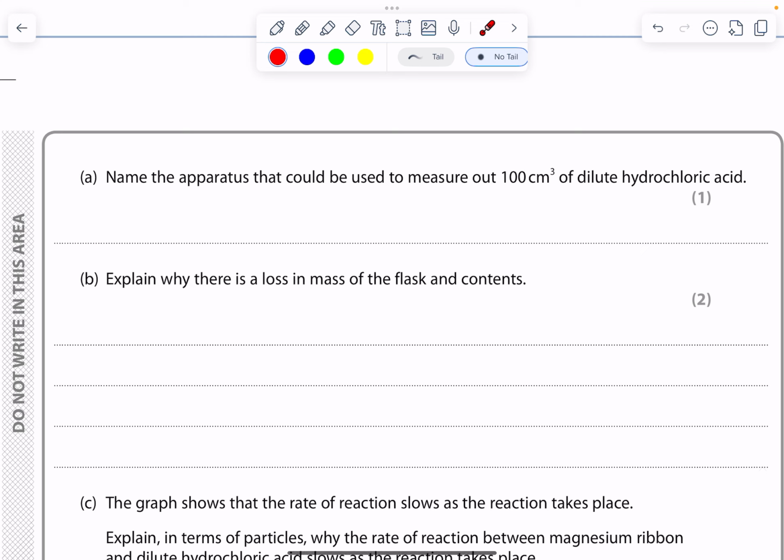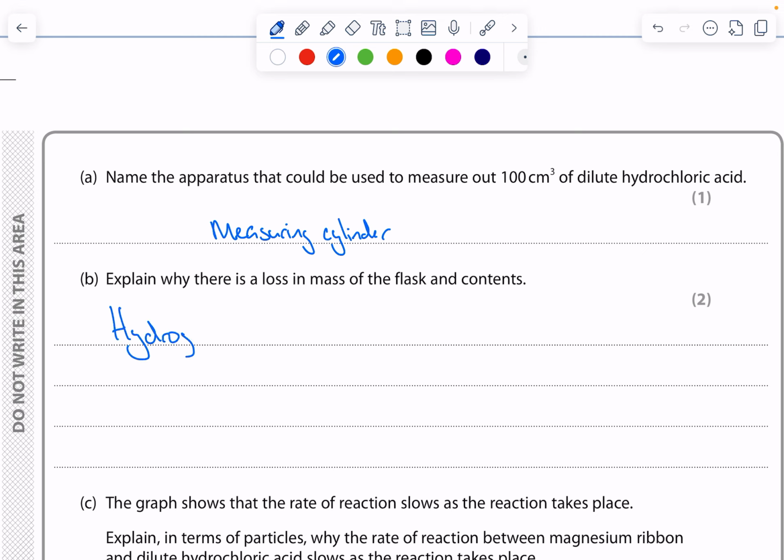So how could we measure the volume of acid being used? You would normally use a measuring cylinder to record the volume. Explain why there is a loss in mass. You are forming hydrogen gas. So hydrogen gas is produced, and this gas escapes from the container.